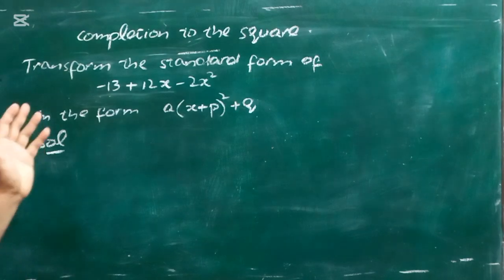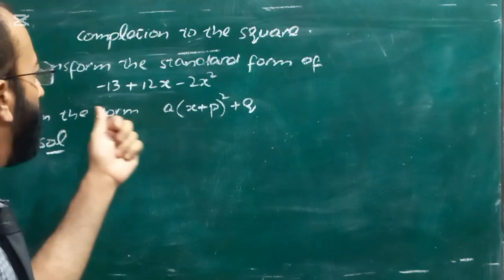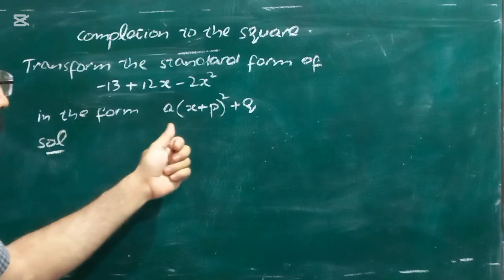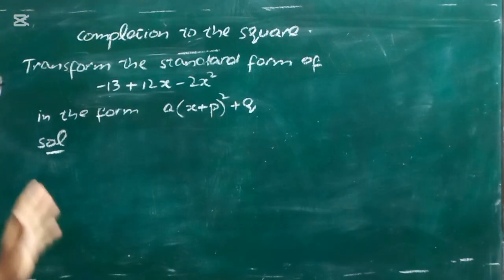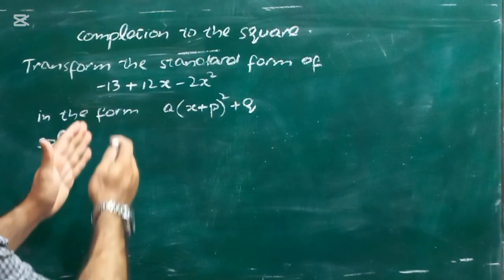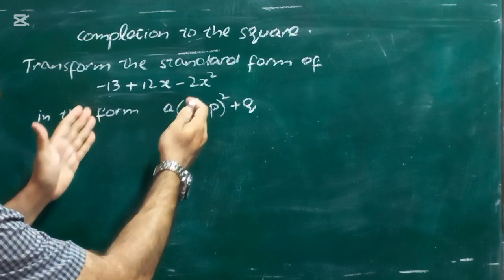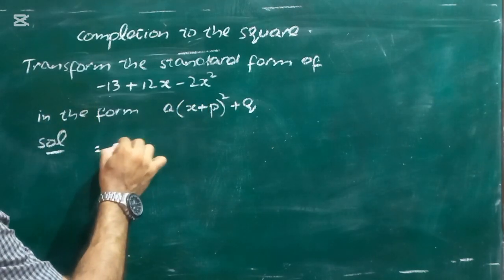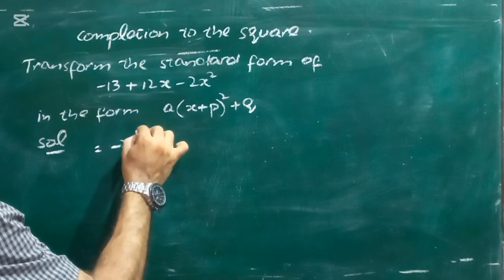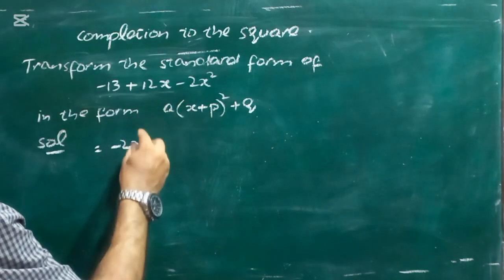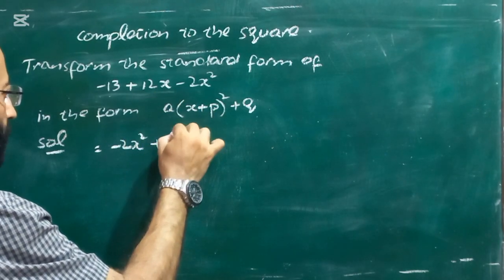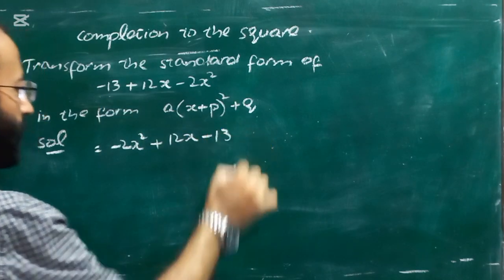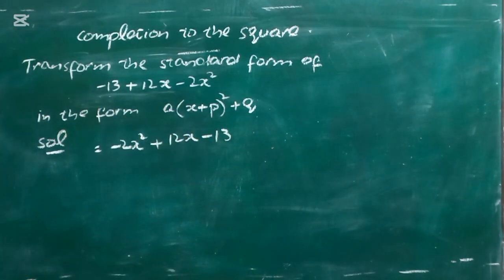Here is another question. Statement is transform the standard form of minus 13 plus 12x minus 2x square in the form a into (x plus p) whole square plus q. So the first step for this equation is we will write the equation into descending order first. So the equation will be written in the form minus 2x square. So this will be written first, then this second plus 12x, and this will be at the last. So this is the equation in descending form now.